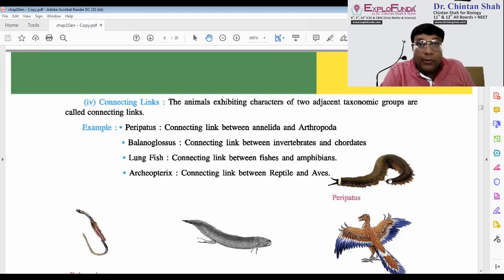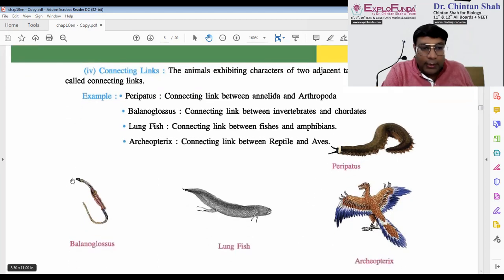Good. Then how is it Arthropoda? It has an antenna. Look at the antenna part. Yes. So that's the Arthropoda. Very good. Balanoglossus is the connecting link between invertebrates and chordates. So that's over here. Lungfish is the connecting link between fish and amphibians. Archaeopteryx.